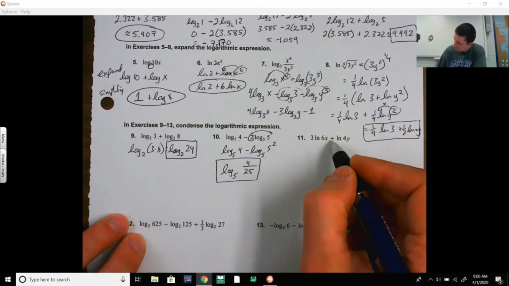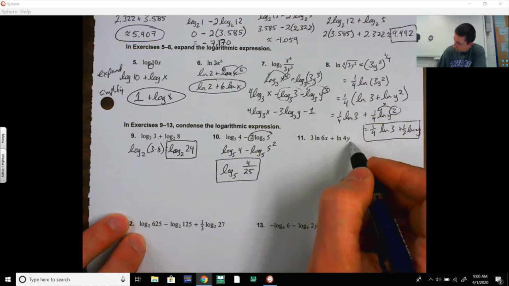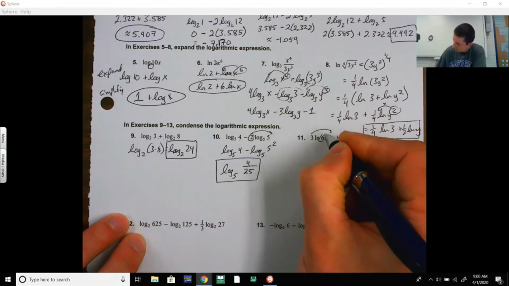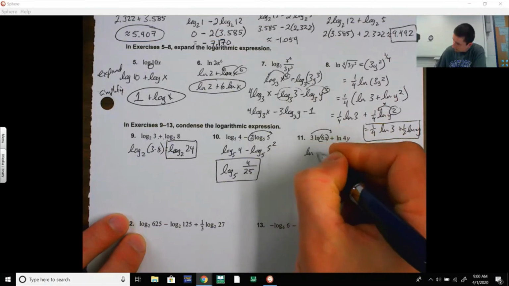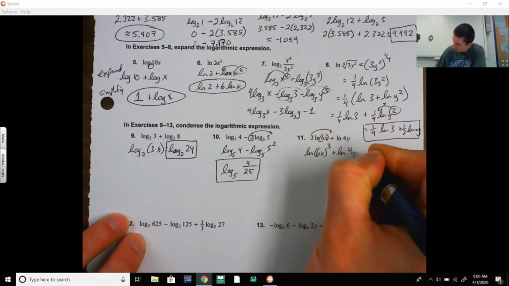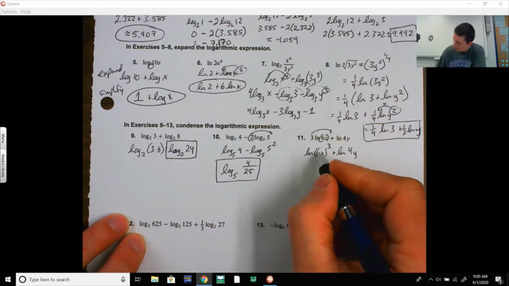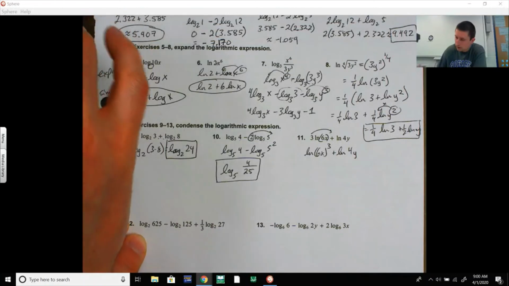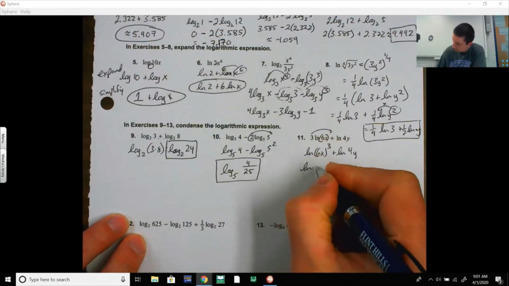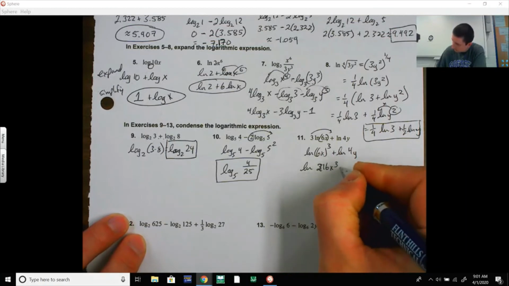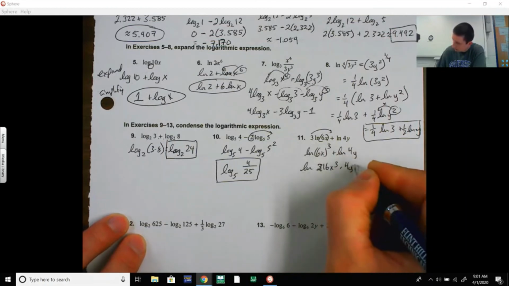3 natural log 6 plus natural log 4y. So this 3 goes over the top. So we get natural log of 6x cubed plus natural log of 4y. So 6 cubed is 216. So this is natural log of 216x cubed times 4y. Because you're adding it, you're going to multiply that.